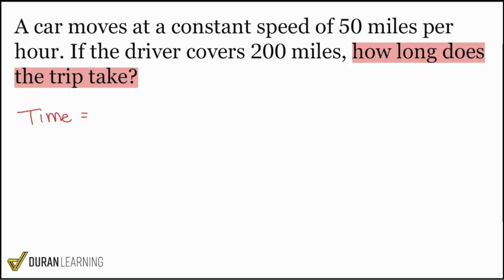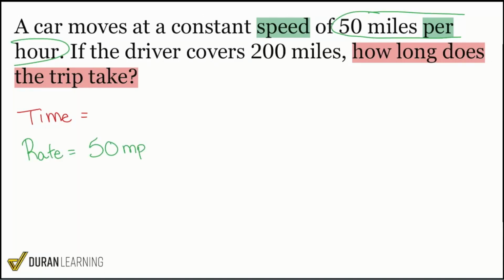Now let's go ahead and take a look at the information that we're given. So a car moves at a constant speed of 50 miles per hour. Everybody hit me in the chat box. What's the word I'm looking for? 50 miles per hour represents, with that keyword per, it represents rate. Exactly. So again, speed and the word per, both of those give away that 50 miles per hour is a rate.